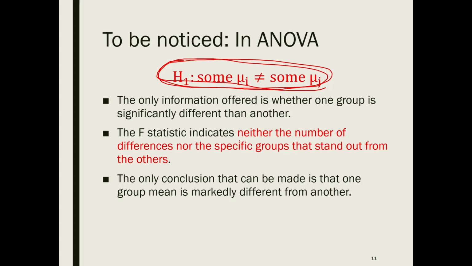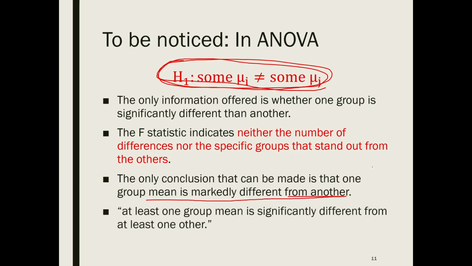The F test, or F number, indicates neither the number of differences nor the specific group that stands out from the others. Okay, so the only conclusion that can be made is that one group mean is different from another. Typically what I use is this sentence: at least one group mean is significantly different from at least one other. In terms of which group is different from which other group, we will have to do some further tests. But simply doing an ANOVA test based on the F value only gives us the alternative hypothesis as at least one group mean is significantly different from at least one other.